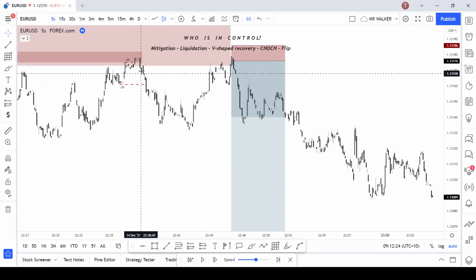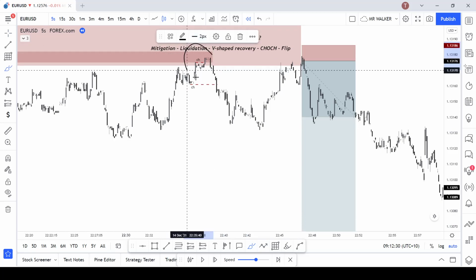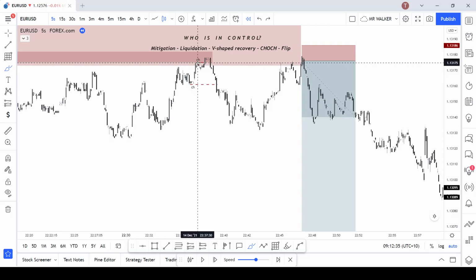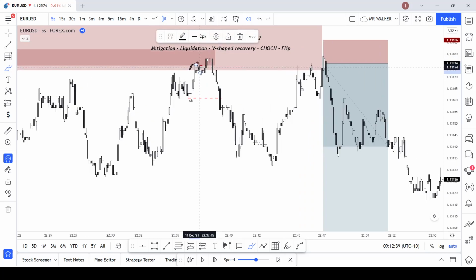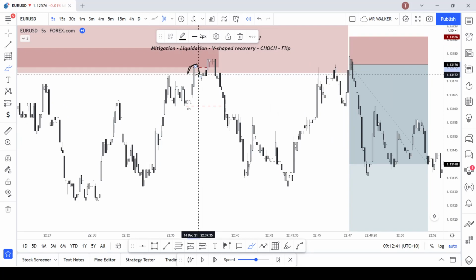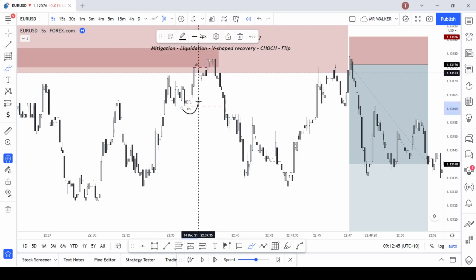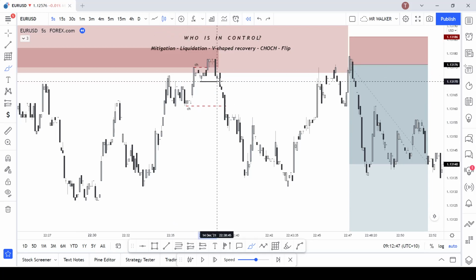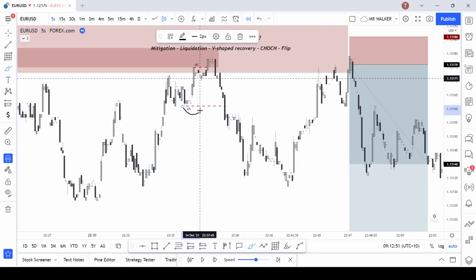The price comes to the supply right here. It breaks the high, as you can see. It breaks the high. So this is our new low now. Not this one, okay? This one. It breaks the low.